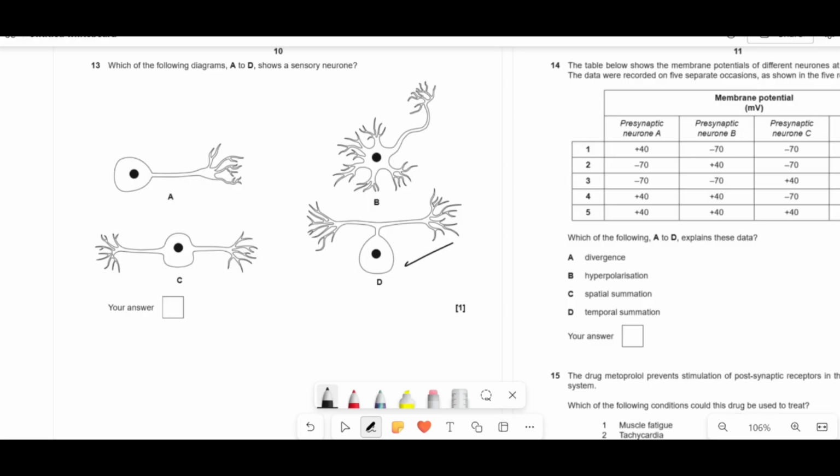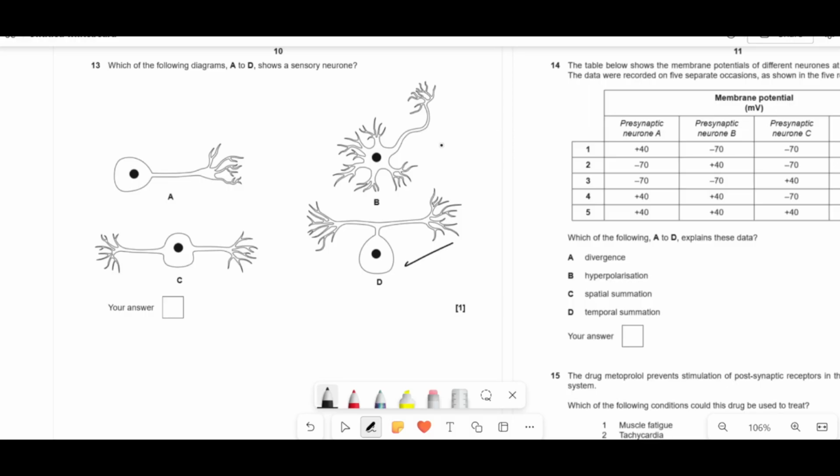Motor neurons have one long axon and lots of dendrites. This is the cell body, and it's got lots of dendrites, and it doesn't look very long because they're all kind of short, so that's going to be a motor one. B is a relay neuron, because they've got many short axons and dendrons, and they all communicate impulses between sensory and motor neurons, or all kinds of things like that, basically.